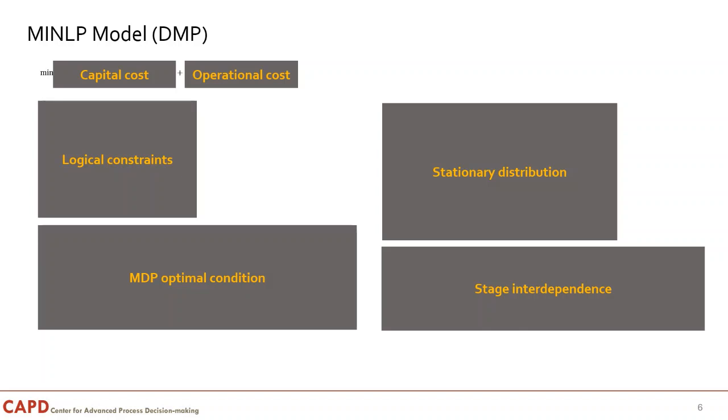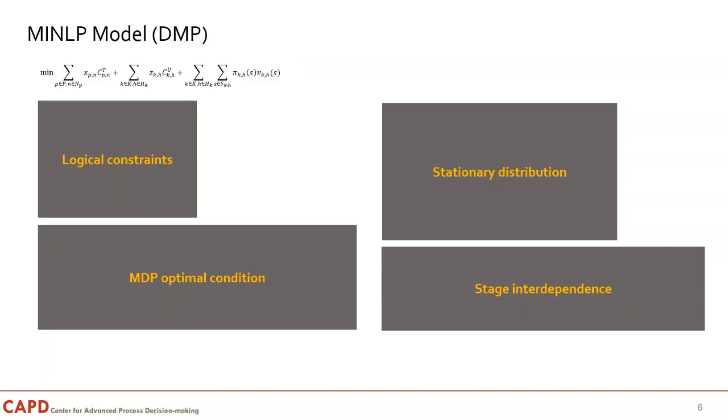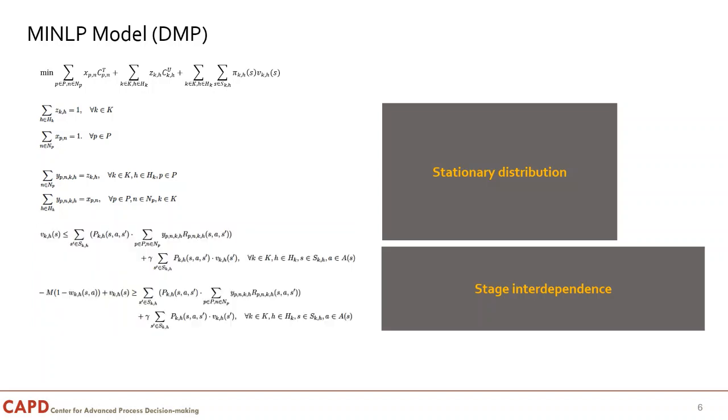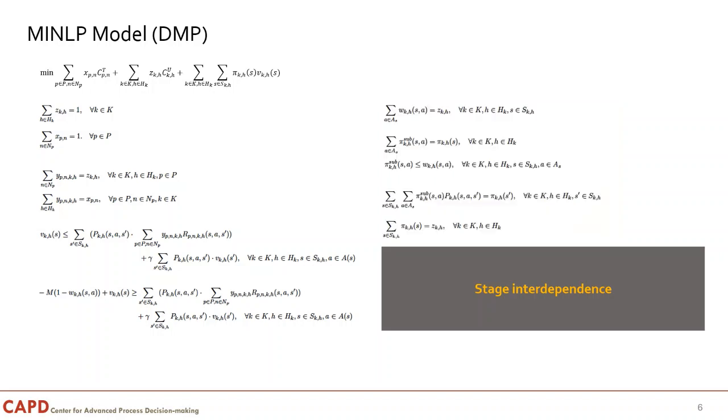So the model looks like this. It's an MINLP model, call it DMP. It minimizes the capital cost and operational cost, and the decision variables are subject to certain logical constraints. We formulate the Markov decision process optimality condition, aka the Bellman equation, in algebraic form. We also have to capture the stationary distribution of the Markov chain, which is the reduced Markov chain after the action of the Markov decision process is selected.